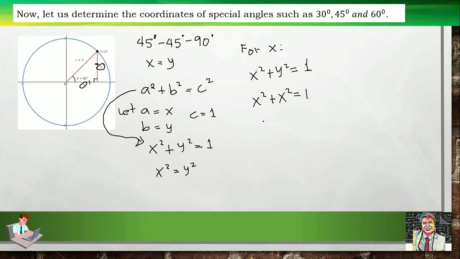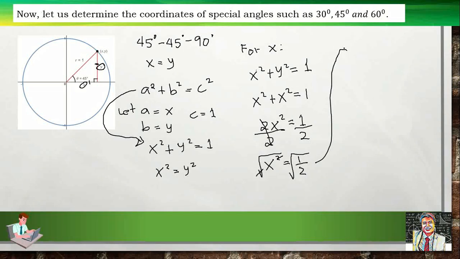X squared plus x squared, that is 2x squared. Ang kailangan ko matira dito, x squared. So, I'll divide it by 2, both sides. That will become x squared is equal to 1 half. Square root, kailangan ko si matira x lang. So, I square root both sides. So, that will become x is equal to square root of 1, that is 1, over square root of 2.